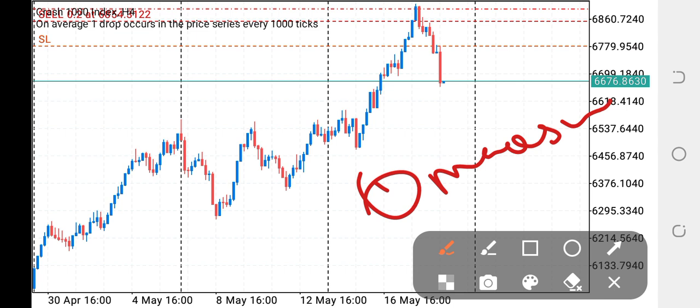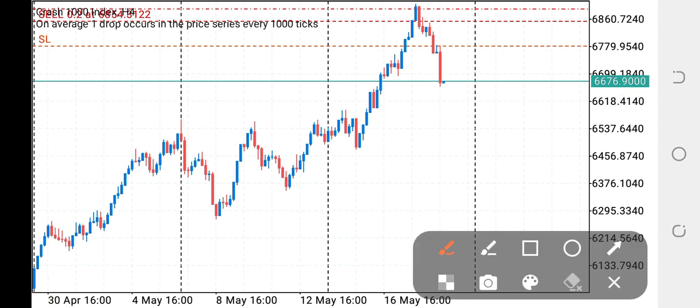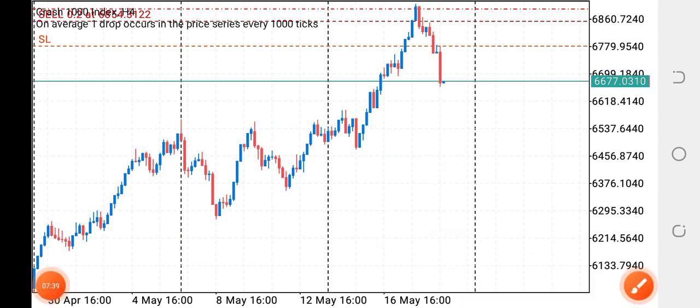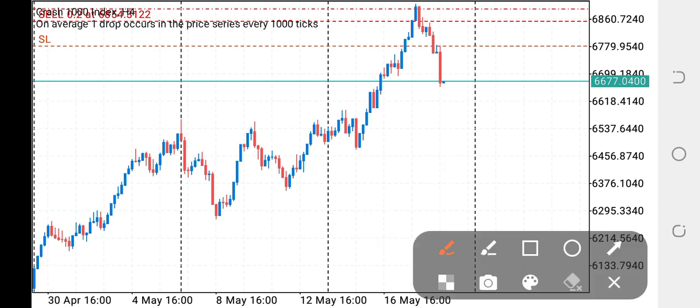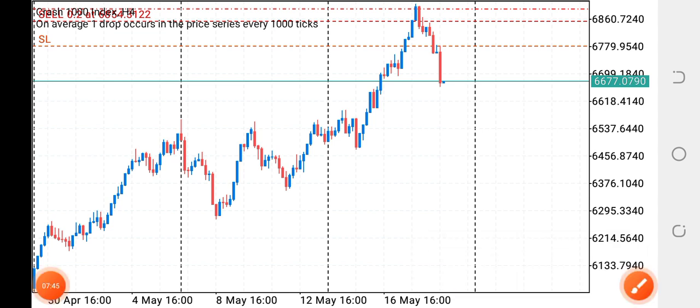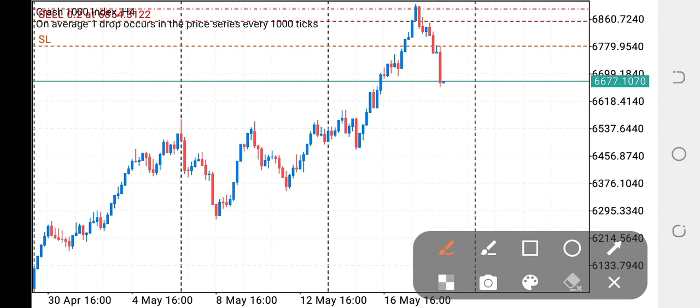Make sure you have an asset, even if it's just one asset. You are monitoring that asset, and you make sure you master everything about that asset you are trading. If it's Boom and Crash, if it's Step Index, if it's Volatility, whatever asset, make sure you master it. You stick to that asset. That is one of the steps.